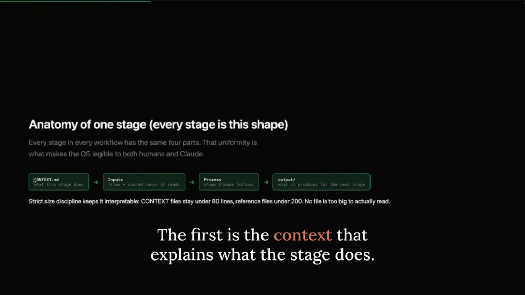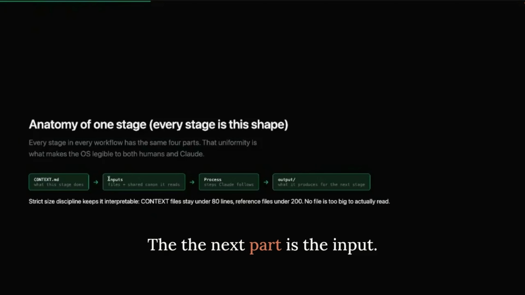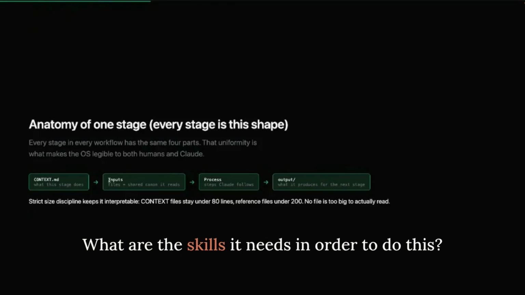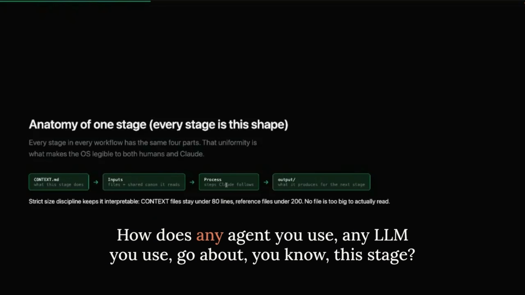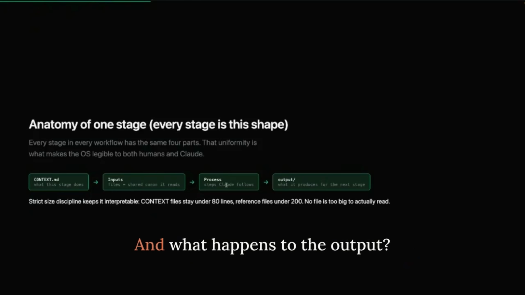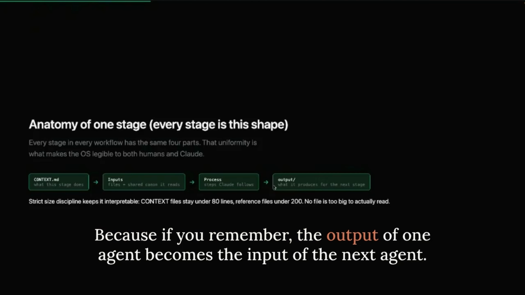The first is the context that explains what the stage does. The next part is the inputs. What does this stage require? What are the files that it needs? What are the skills it needs in order to do this? And then what is the process? What are the instructions? How does Claude, or any agent or any LLM you use, go about this stage? And what happens to the output? What does it produce, and where is the output sent? Because if you remember, the output of one agent becomes the input of the next agent.